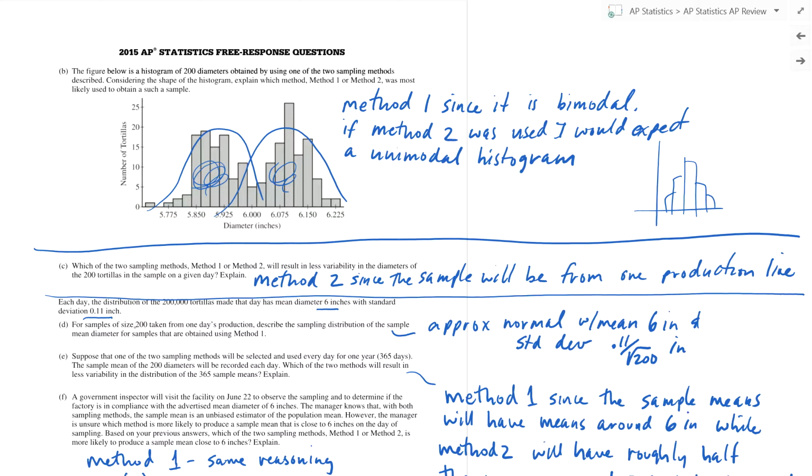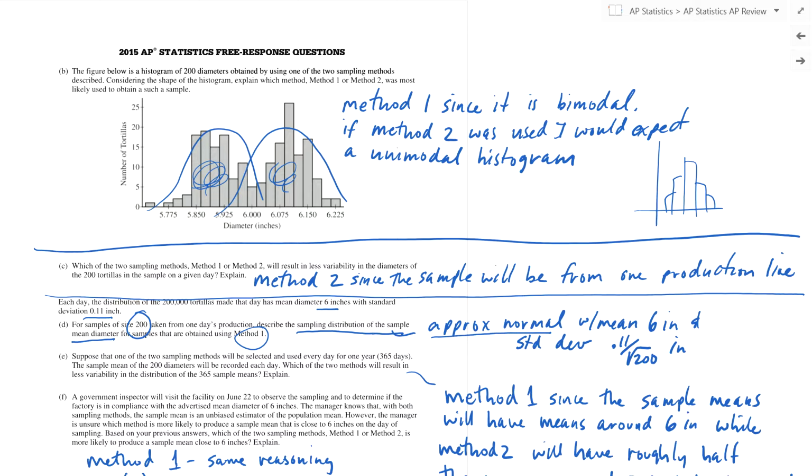Okay, next one. Each day, the distribution of the 200,000 tortillas has a mean diameter of 6 and a standard deviation of 0.11. The samples of size 200 taken from one day's production describe the sampling distribution of the sample mean diameter. The sampling distribution using method 1. Well, method 1, we take them from both production lines. Well, the sampling distribution, since my sample size is 200, central limit theorem says it's going to be approximately normal.